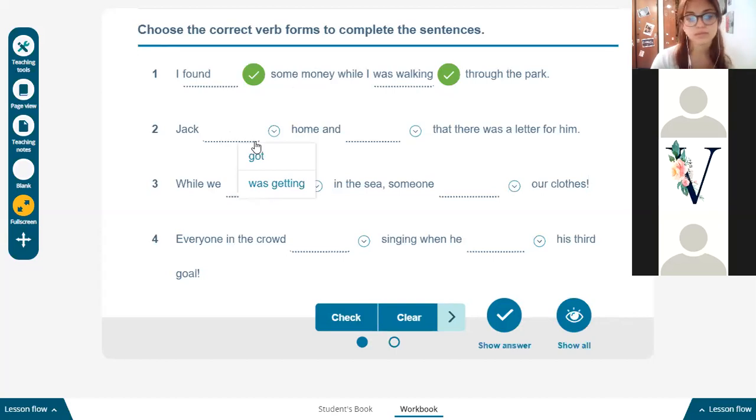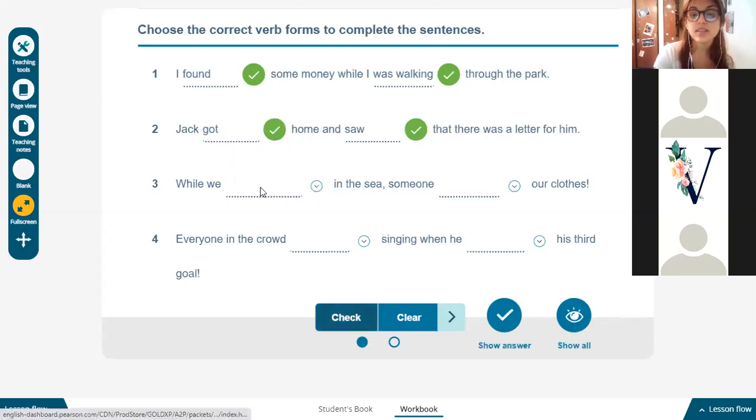Jack was getting home and saw that there was a letter for him. Okay, let's see. When you get home, when you open your door and you get inside, is that an action that takes a long time, that takes a progress, or is it something that you just complete in a split second? No. That is why we use a completed action in the past. In this case, we are talking about a sequence, right? So you get home and you find a letter. Imagine that you open the door and you find it on the table. Yes, okay, one action after the other. Okay. Juli.